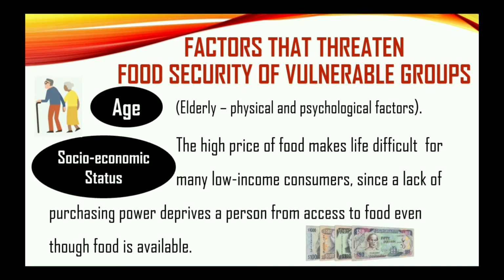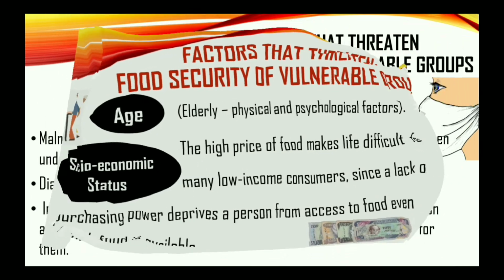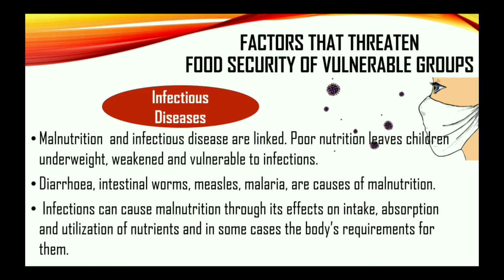We also speak of socioeconomic status, right? So the high price of food makes life difficult for many low-income consumers, since a lack of purchasing power deprives a person of access to food even though food is available. So if there's no money, if there's no economic access to food, this factor will also be a problem that affects food security for these vulnerable groups.